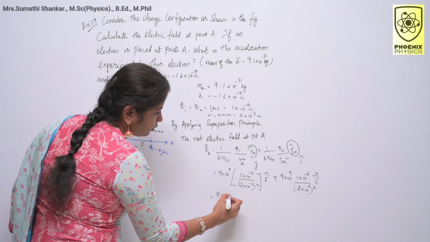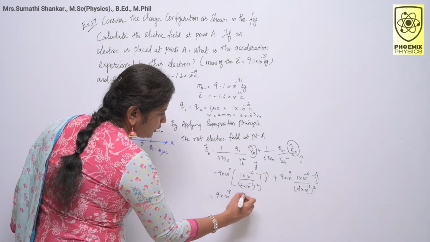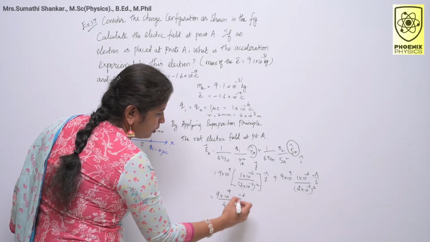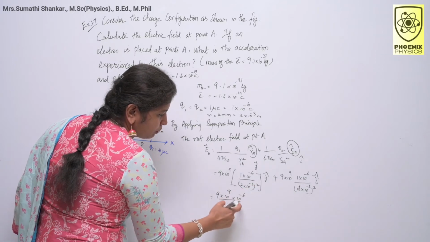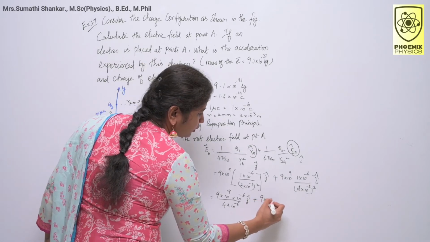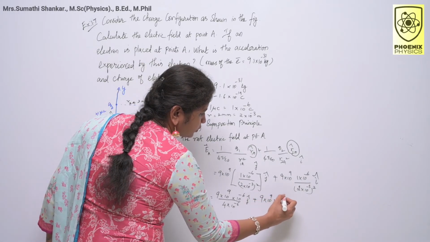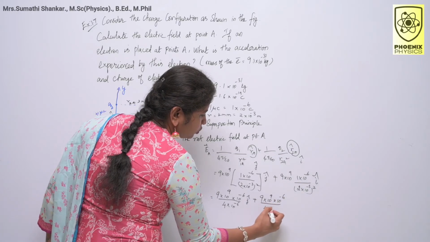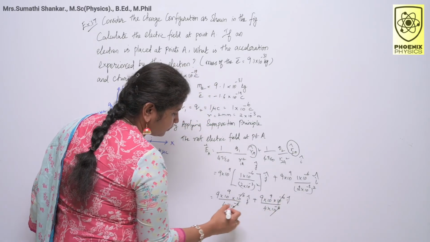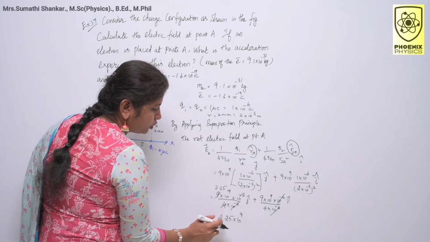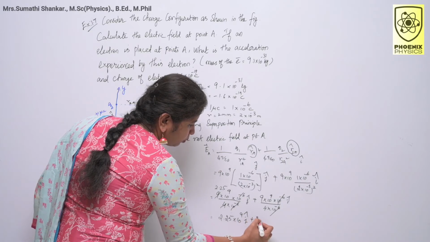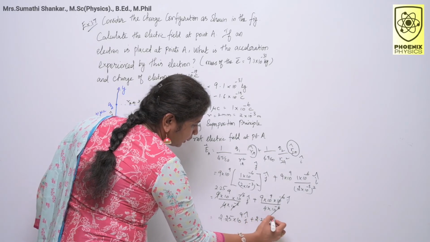9 × 10^9 × 10^-6 divided by 2 square, which means 4 × 10^-6, J cap, plus 9 × 10^9 × 10^-6 divided by the same 4 × 10^-6, I cap. Cancel the 10^-6 here. So you get 2.25 × 10^9 J cap plus 2.25 × 10^9 I cap.